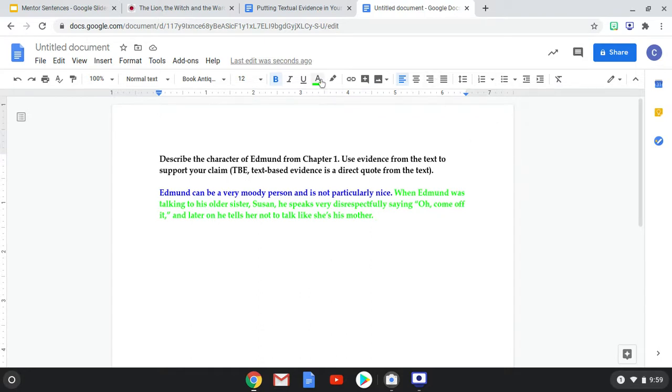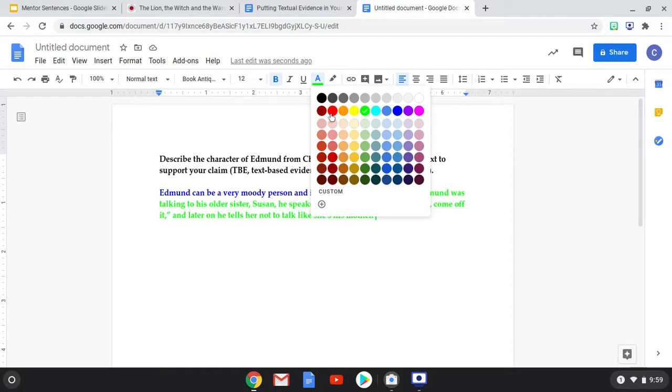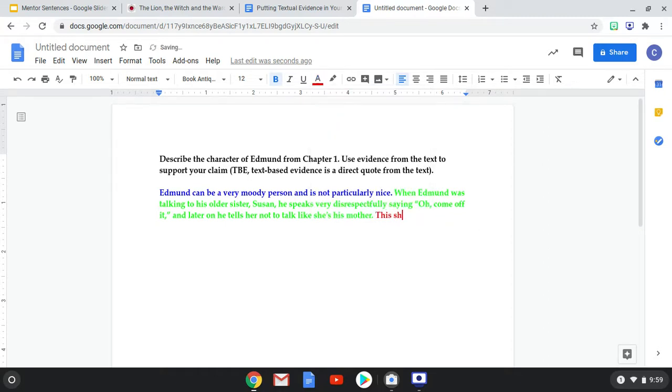What does this show? And we'll make that, how about let's make that red. This shows, and I could also put this proves, this explains. This shows that Edmund is not a very nice person by the way he speaks to his siblings. And in fact, I've stopped. Look here, I have a whole paragraph. I have a claim, I have evidence, and then I explained it.